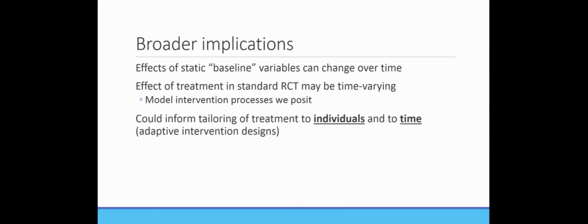Also, the effect of a treatment in a standard RCT can be time varying as well. So we don't just say, does the treatment work, yes or no? We say, when does it work? And it allows us to model a potential intervention process that we might posit. And again, I think this information could help get us one further step down the road toward tailoring treatments to individuals with certain characteristics and also to time.